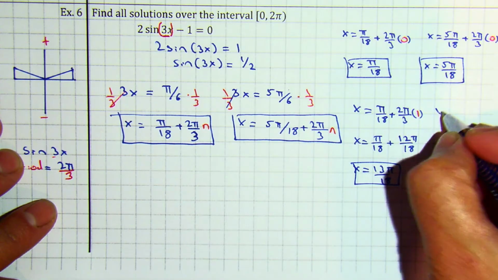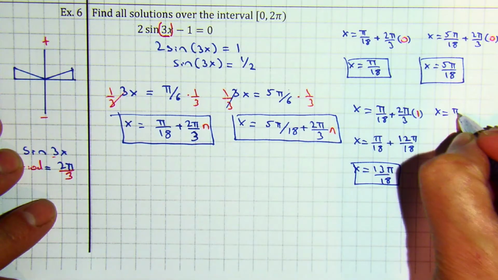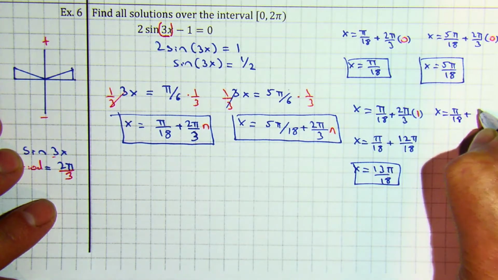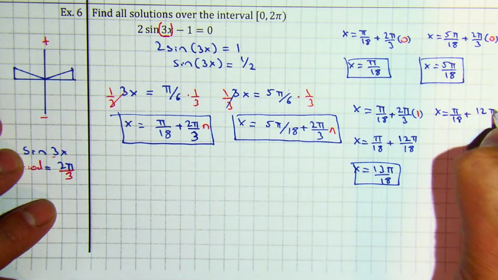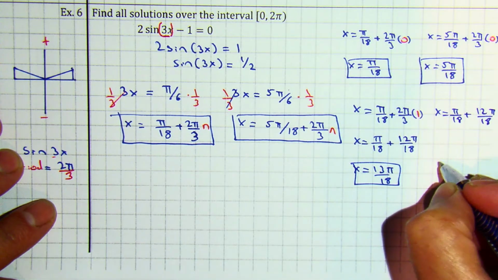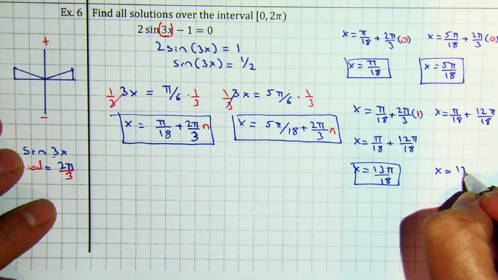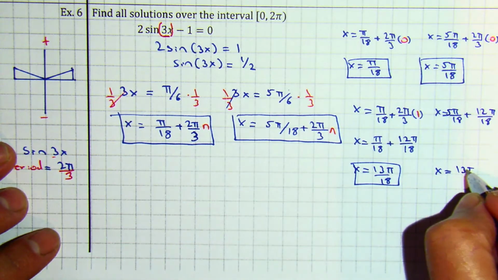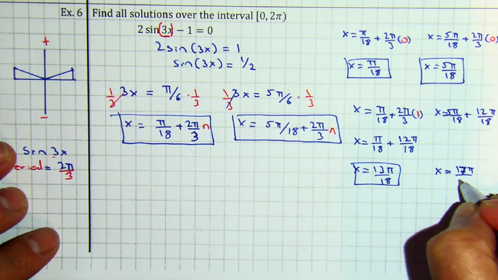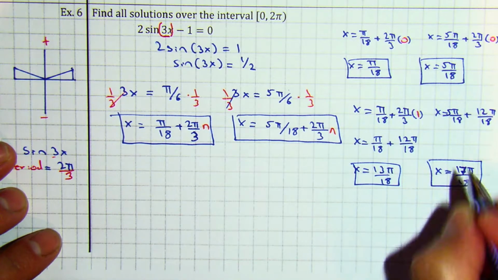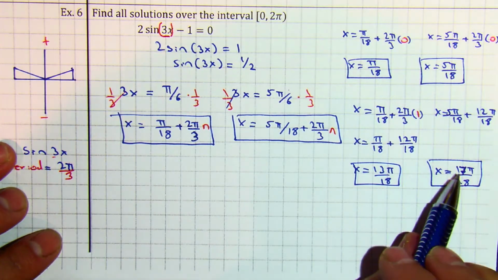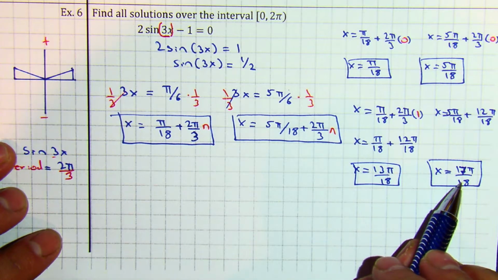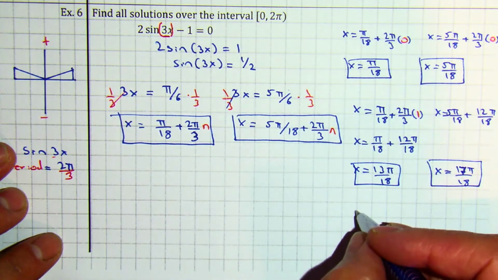I'll do the same thing here. So it will be 5 pi over 18 plus 12 pi over 18, correct? So that gives me x equal to 13, oh, this is 5. So it'll be 17 pi over 18. That's still smaller than 2 pi, correct? That's barely a little smaller than 1 pi. So let me plug in a 2.